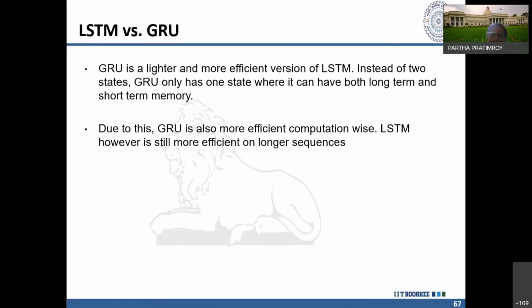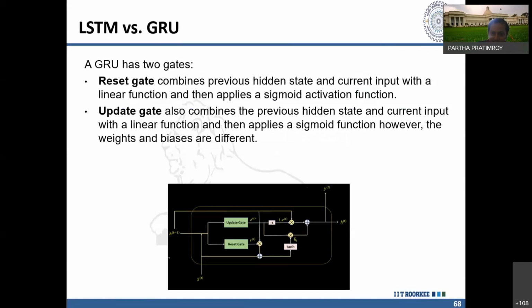And then, LSTM versus GRU: GRU is a lighter version of LSTM. Okay, GRU has only one state where it can hold both long-term and short-term information. So it doesn't actually use both lines. Okay, it uses only a single line. So it is computationally efficient and faster. Okay, but if you want better results, LSTM will give you better results. If you want more details, GRU basically has two gates, a reset gate and an update gate. So this is the architecture.